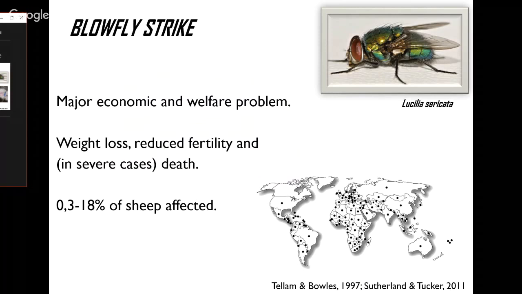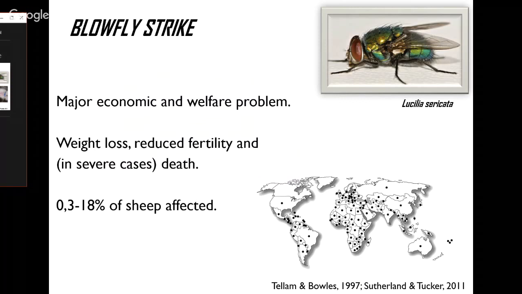And apart from the distress that the fly and the larva cause to the animals, there is weight loss, reduced fertility, and in severe cases, death. So as I said, it's obviously a major welfare problem. It can be as well a major economic problem. In some cases, the percentage of animals affected is rather high. But my message here is that before we decide to do tail docking to reduce the risk of blowfly strike, we have to consider whether blowfly strike is indeed a problem.